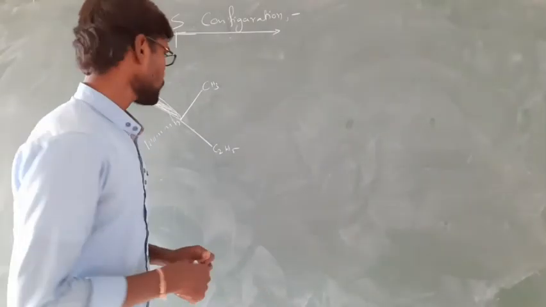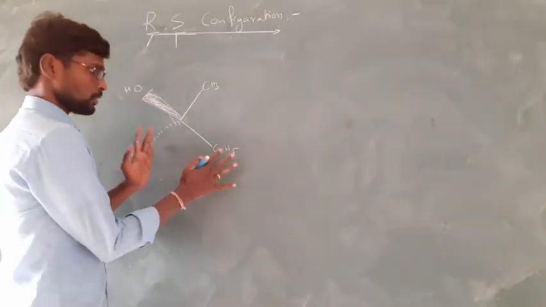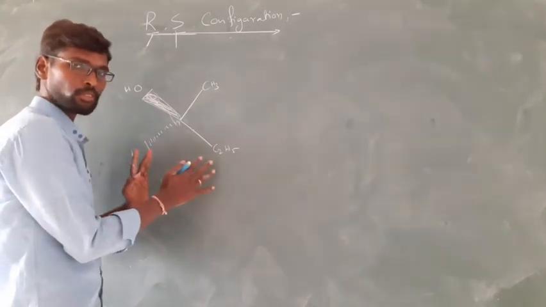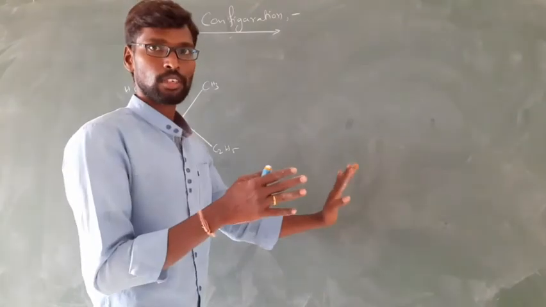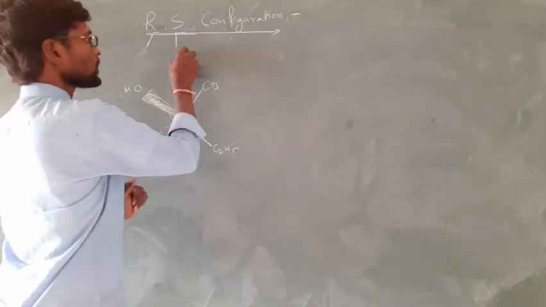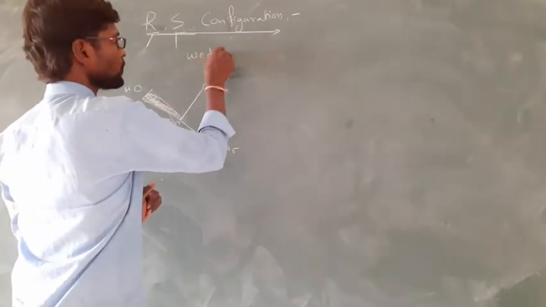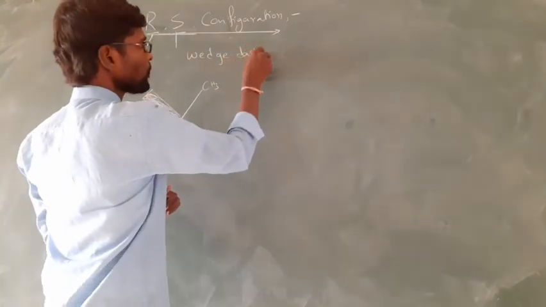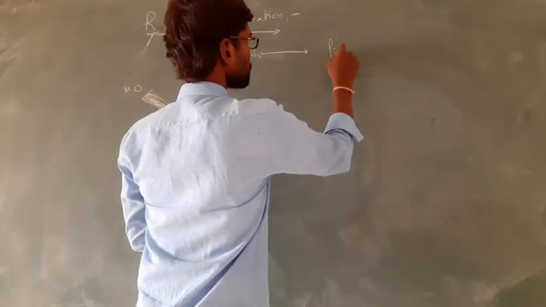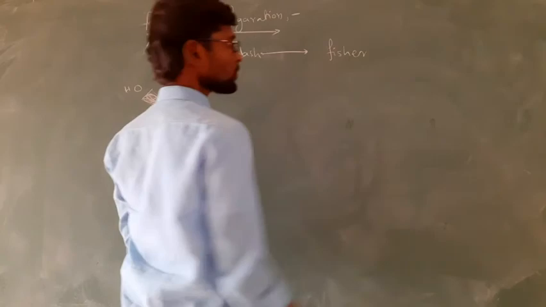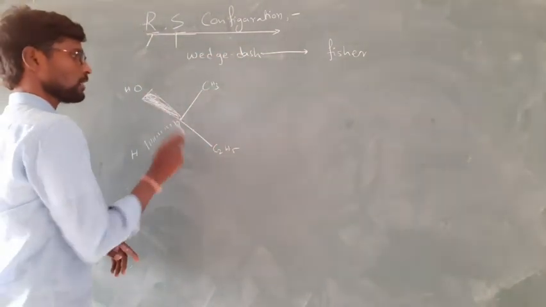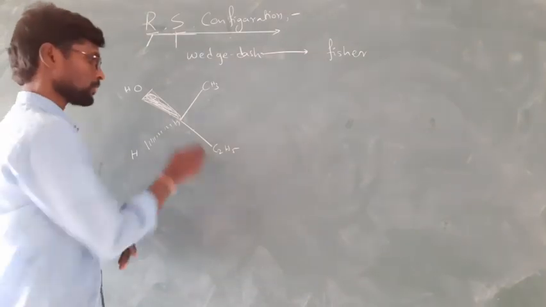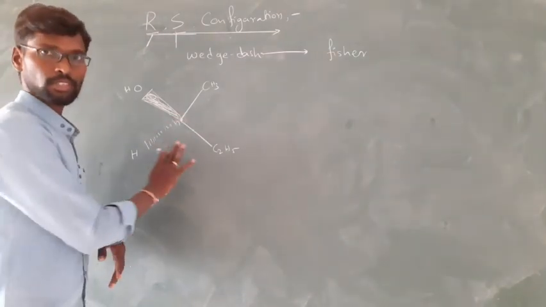So now we are discussing conversions. This is a wedge dash formation. Now we have to convert this into a Fischer structure. So we are discussing the conversion from wedge dash to Fischer structure. First, for converting, we have to give the RS configuration for this molecule.